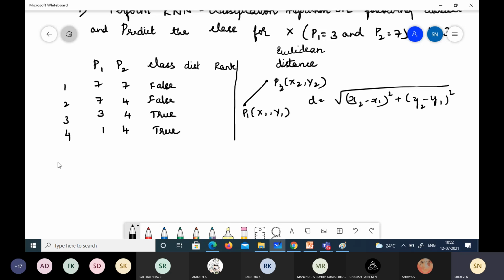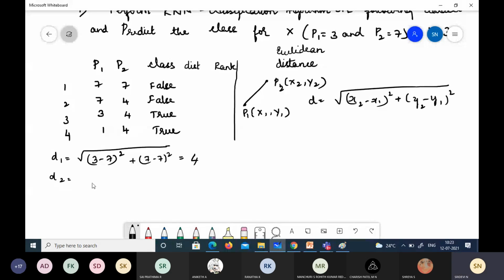Okay, so first, for the first record, I'm calculating the distance D1. It's nothing but, see here, 3 minus 7 whole square plus 7 minus 7 whole square. So this comes to, can someone tell this? 3 minus 7 is minus 4, whole square 16, plus 0 square, yes.